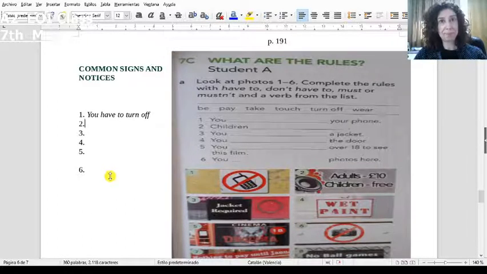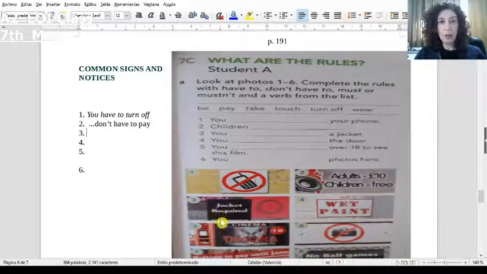Ready? How was it? Well, let's correct the rules. Number 2, remember, adults £10, children free. Then children, there you have the heading. Children don't have to pay. Not necessary, no obligation, it's free, don't have to pay, no tienen que pagar, no es necesario que paguen.